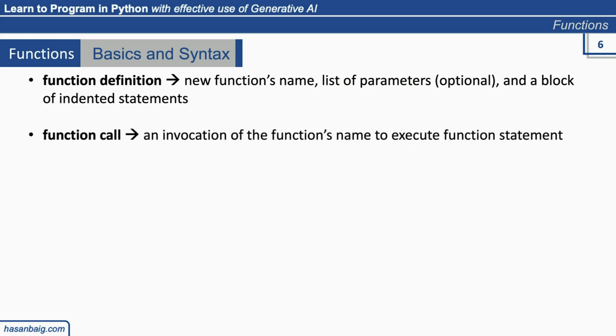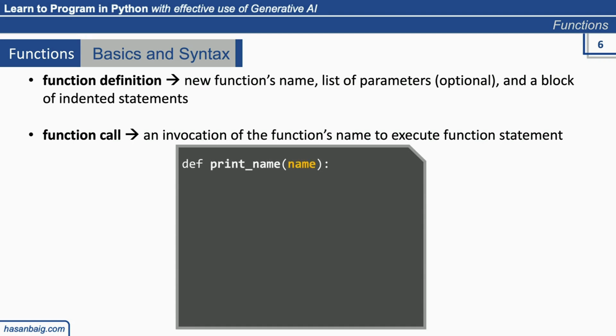Okay? Then once you created the function, once you define the machine, now you are ready to use it. So that is what we call the function call. We call the machine, we call the function to perform that particular task. An invocation of the function's name to execute the function statements. Okay? So similar example, if you want to charge your phone, you need to provide the input, the charging wire. You need to connect the charging wire or wireless charging, however you prefer. Okay? So let's take an example here.